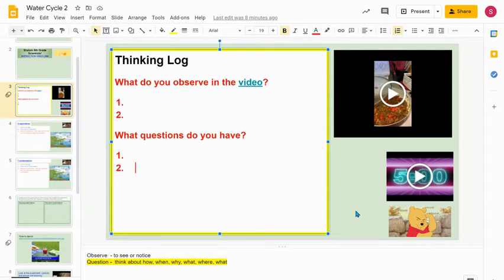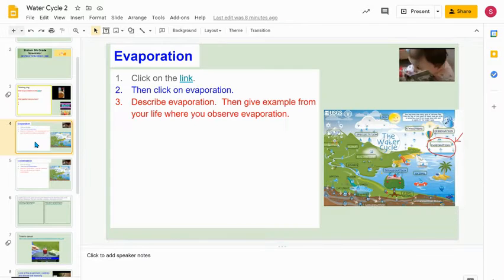What are you noticing? How is this connected with heat transfer? What do you remember about particle movement as you're doing your observation? And then I want you to ask at least two scientific questions, well thought out questions, and think about the words how, when, why, what, where. Think about the terms we've been using.